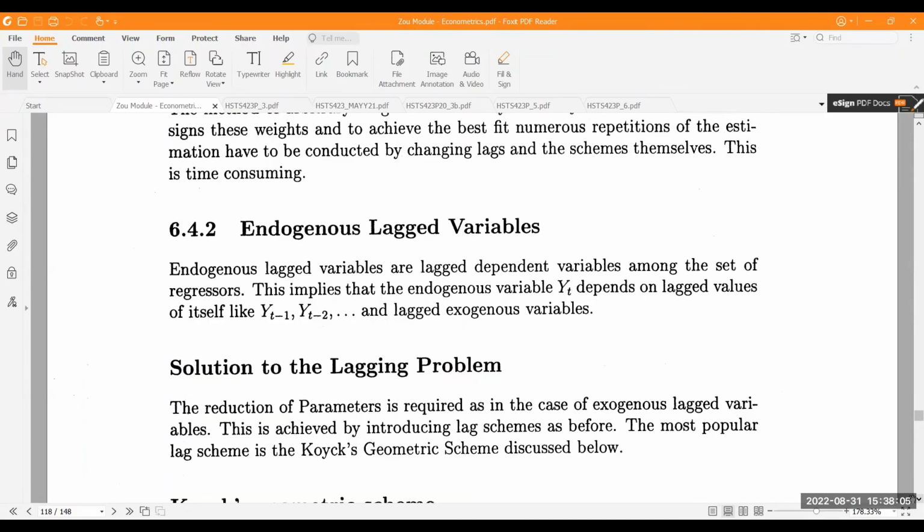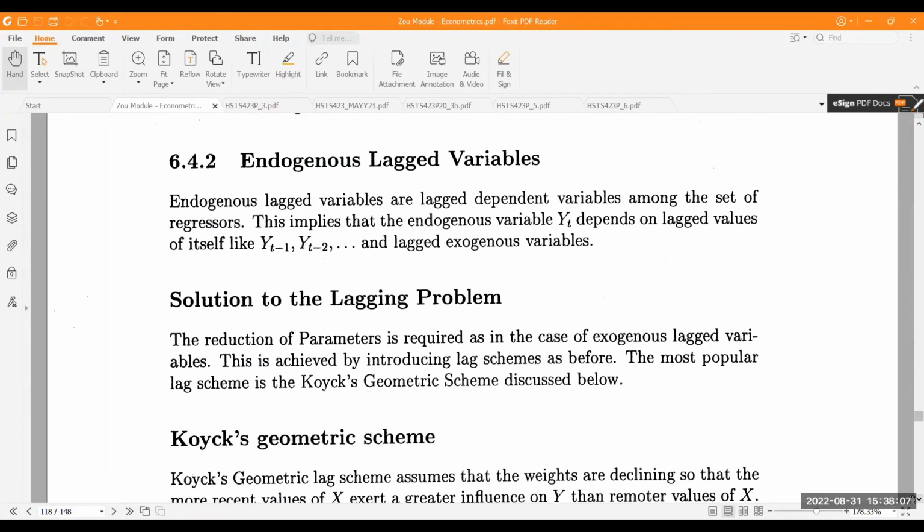Now, that was for exogenous. Now let's move on to endogenous. We dealt with exogenous. Now let's do endogenous.